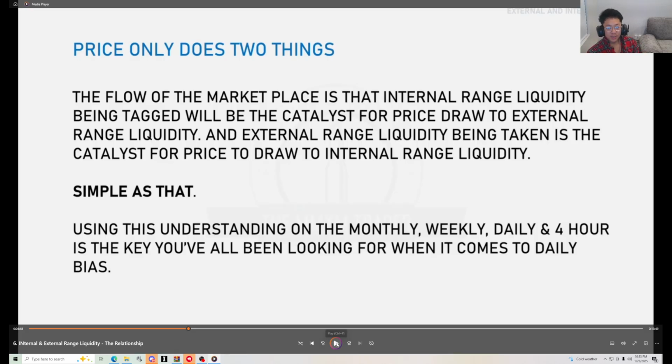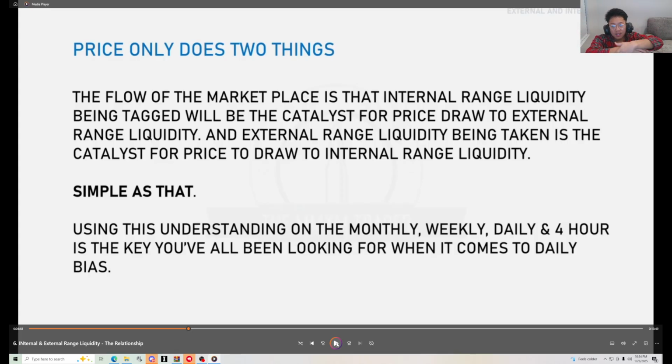The flow of the marketplace is that internal range liquidity being tagged will be the next catalyst for price to draw to external range liquidity. And external range liquidity being taken is the catalyst for price to draw to internal range liquidity. So once internal range liquidity is taken, then it will draw to the external range liquidity. And when external range liquidity is being taken, that's a catalyst for you to draw into the internal range liquidity, which is that fair value gap that people see. Boom, take that, shoot up, and or shoot down.